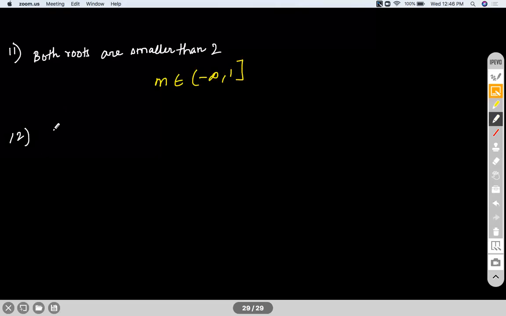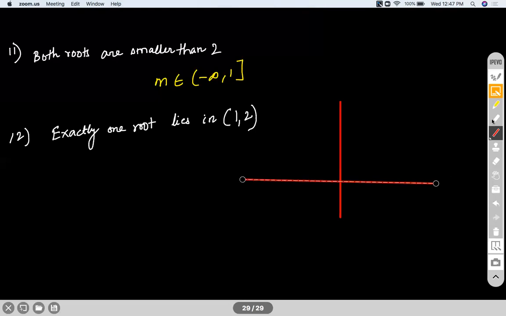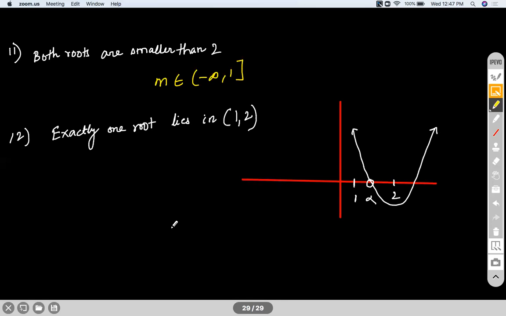Exactly one root lies in the interval 1, 2. Okay. I think you need to take two cases for this, I guess. No, figure it out. From the graph only it will be evident. Any one of the roots. So let's say alpha lies between 1 and 2. The condition is not going to change. Okay, sir. So now minus infinity to 1 union 9 to infinity.